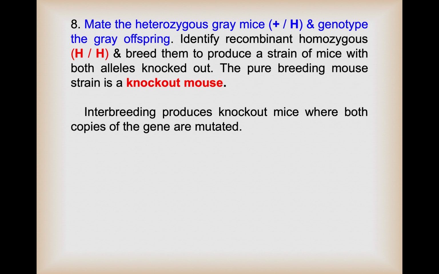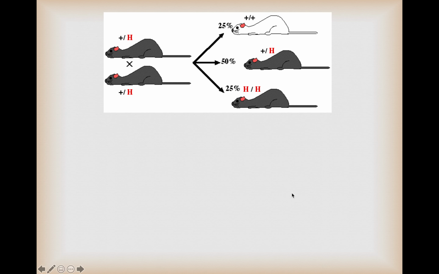So the eighth step, also in the breeding pedigree, is to make the heterozygous gray mice of the second generation and genotype the gray offspring. You mate them with one another. Now, it's basically to mate the transgenic animals. So you identify recombinant homologous mice and breed them to produce a strain of mice with both alleles knocked out. So the pure breeding mouse strain is known as a knockout. So interbreeding, of course, produces knockout mice, because we want both copies to have the knockout gene. So this is actually how it is done, again following similar Mendelian genetics, the postulation of 1 to 1.